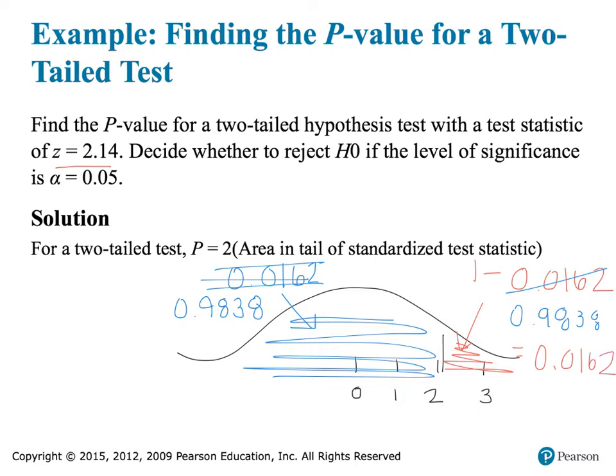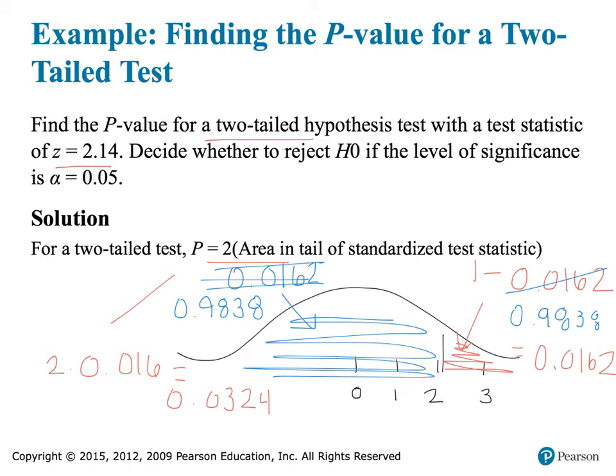0.0162. But because this is a two-tailed test, our p-value will be twice that area in the tail. So twice that area would be 2 times 0.0162. That gives us a p-value of 0.0324.